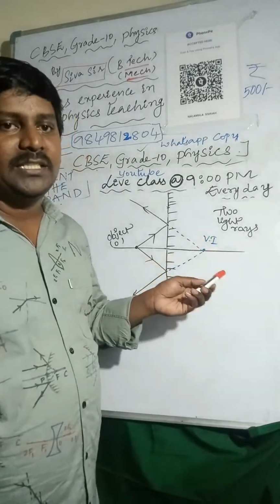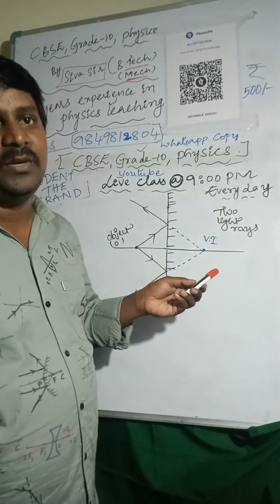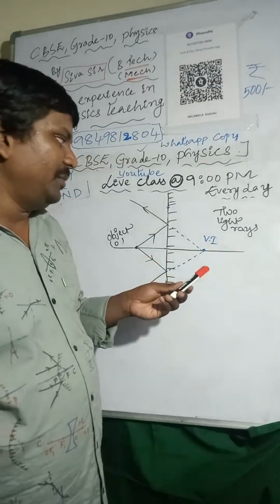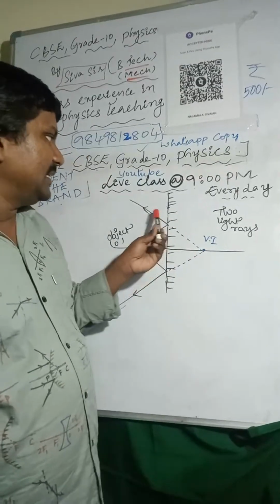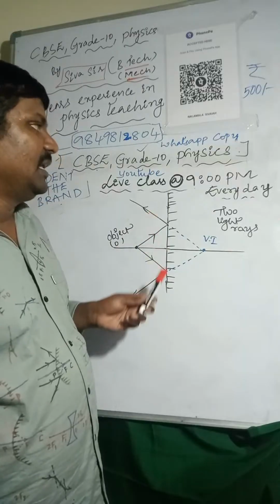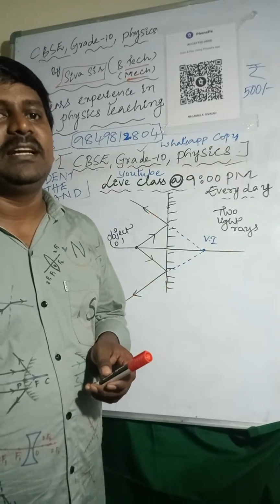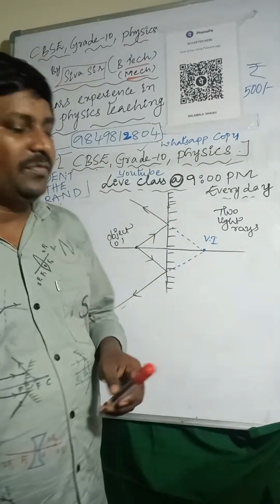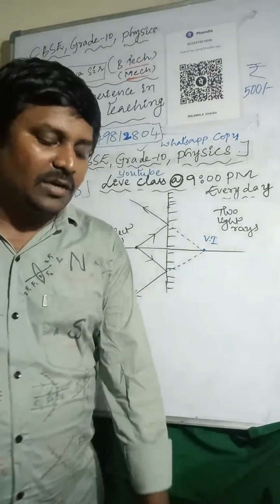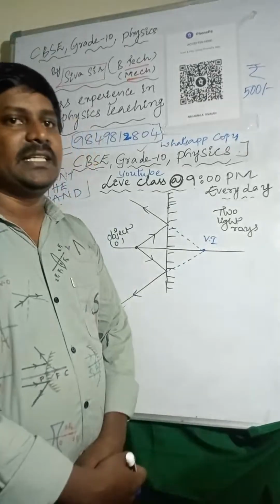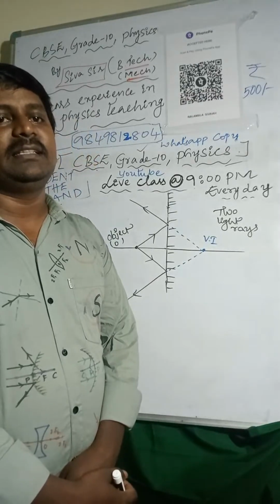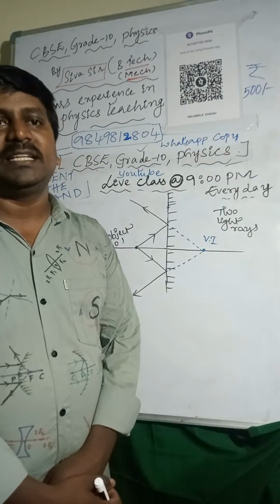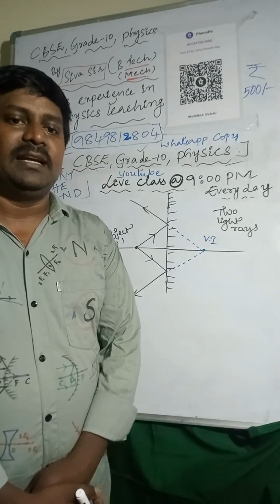So what type of image is forming? Virtual image. Virtual image is forming, right? So the point of intersection of extended reflected light rays is called virtual image.